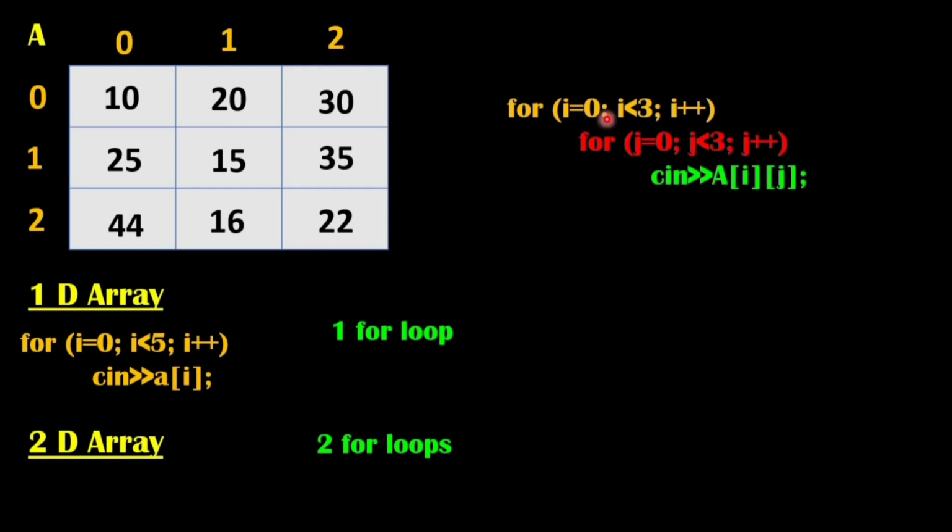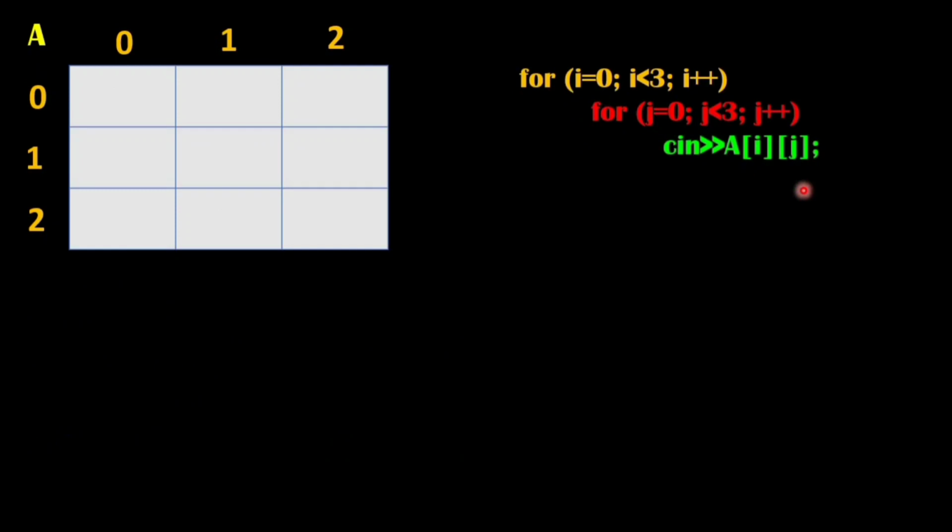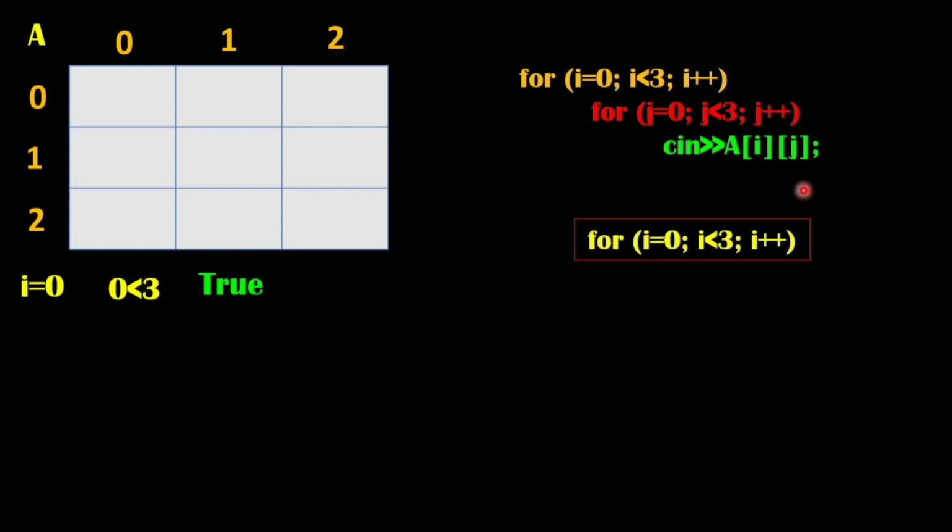So i = 0, i < 3. j = 0, j < 3. So how do you input elements using the cin command? So a[i][j]. Let me explain this code with an example. The first statement is for i = 0, i < 3, i++. So i is 0, 0 is less than 3, that is true. So it will enter the first for loop.